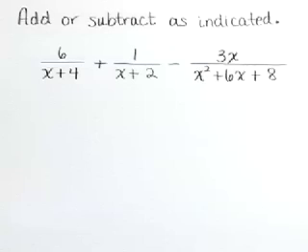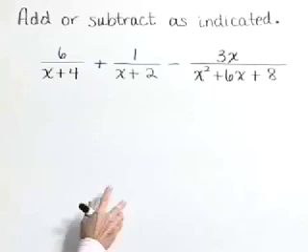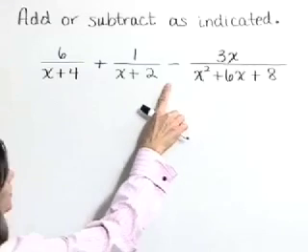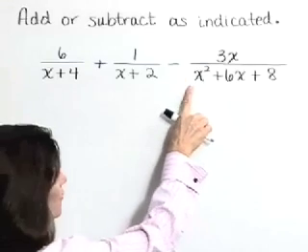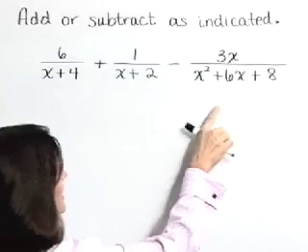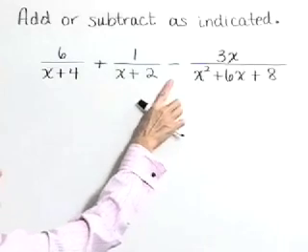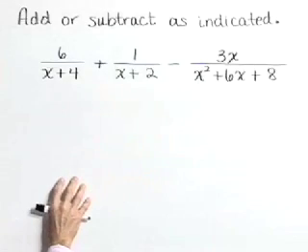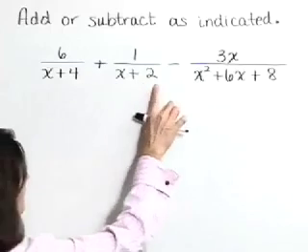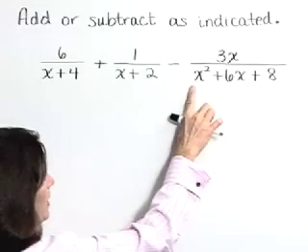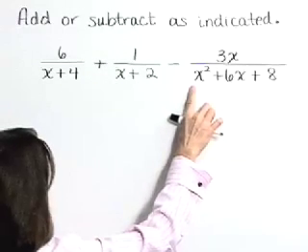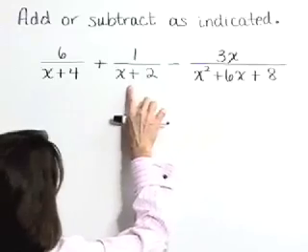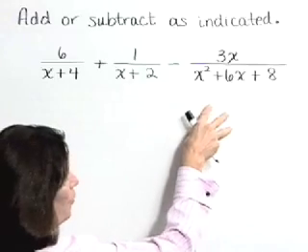Add or subtract as indicated. Here we have 6 over x plus 4 plus 1 over x plus 2 minus 3x over x squared plus 6x plus 8. So we have a sum and difference of rational expressions. In order to combine these, we need a common denominator.